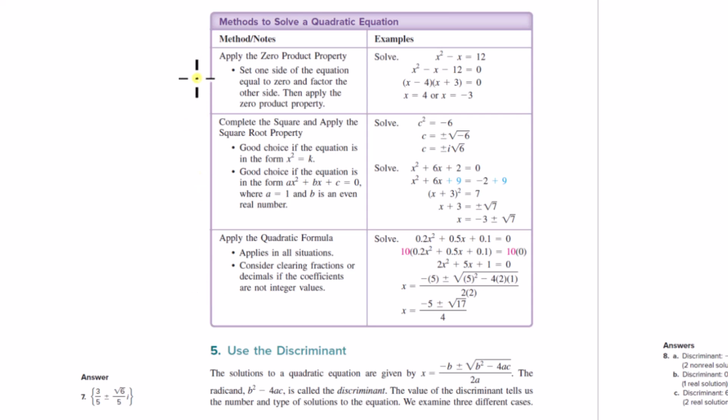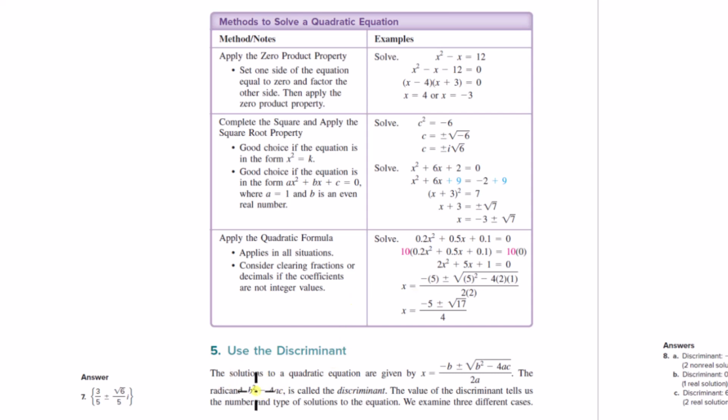The zero product property, which is really the more general method for solving any polynomial equation. Okay, but then the other two are more specific to quadratic equations. You use the square root property in combination with completing the square, or you use the quadratic formula. Now, next, they want to talk about some more specifics of the quadratic formula.